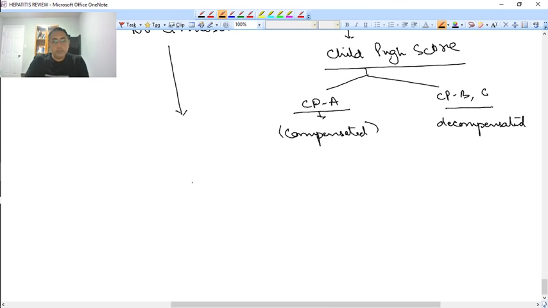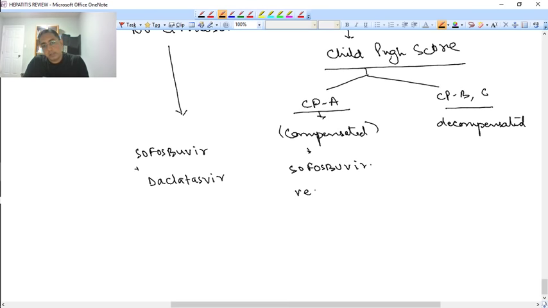If it is Child-Pugh A, we shall give the patient sofosbuvir plus Daclatasvir. In case it is Child-Pugh score A, the drug of choice is sofosbuvir plus Velpatasvir. If it is decompensated, it is a ribavirin-containing regimen, that is sofosbuvir plus Velpatasvir plus we give ribavirin.